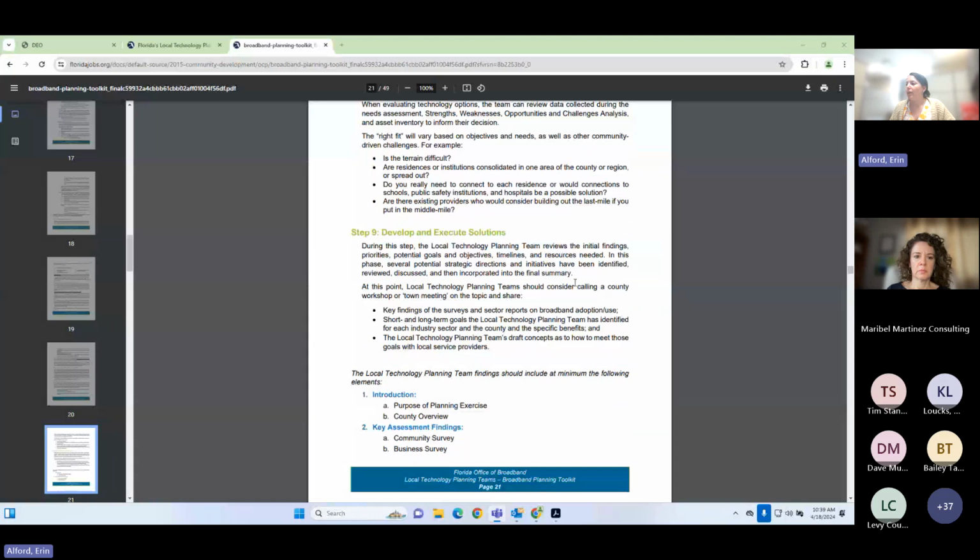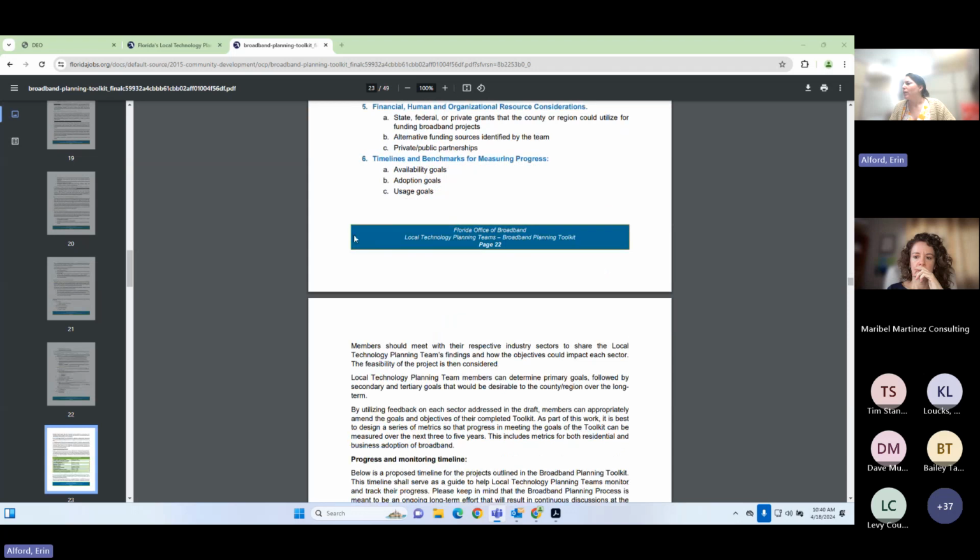And then step 9, which is the final process of it, is developing and executing these solutions. That means working with the Office of Broadband here, your other stakeholders and organizations that you'll be working with, and fully executing the projects that you want to work towards.